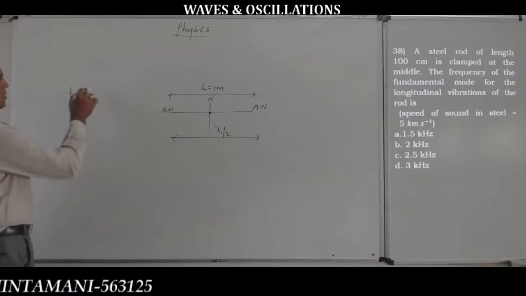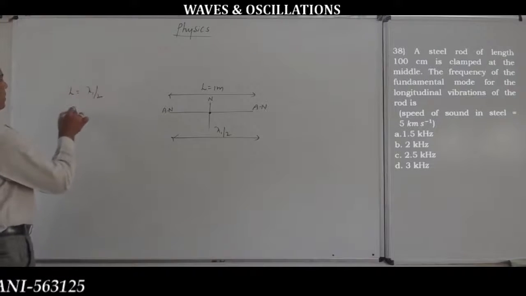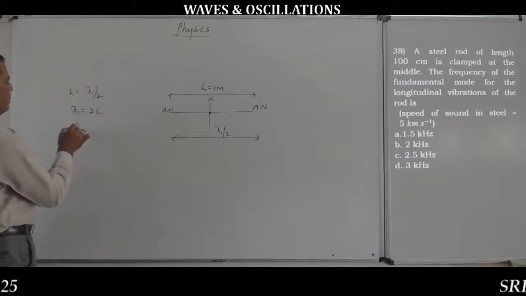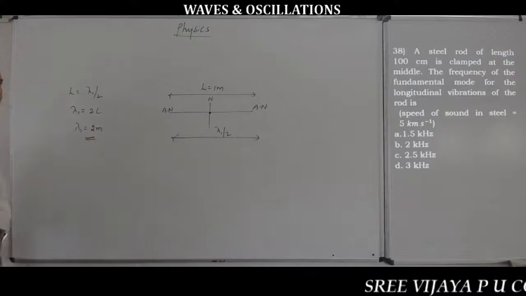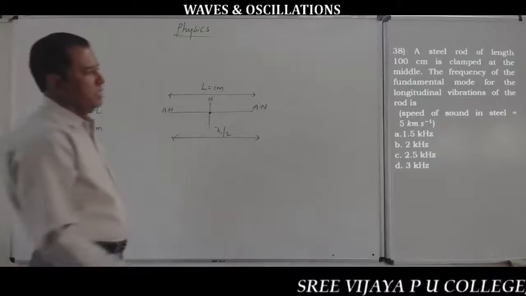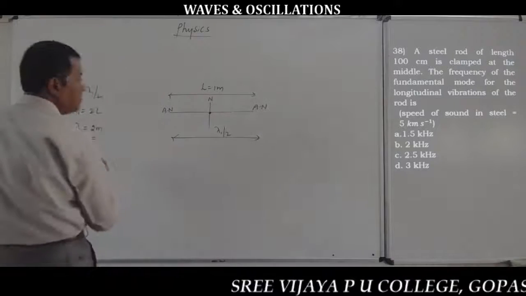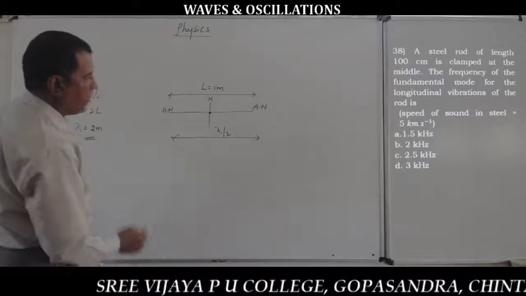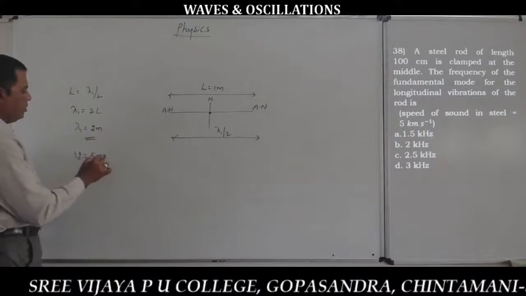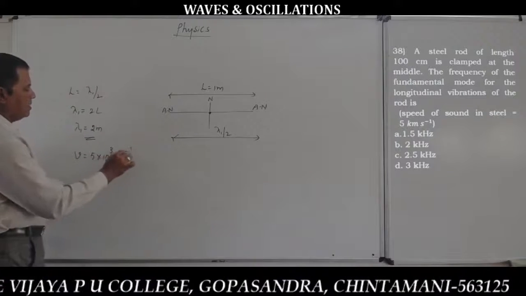L is equal to lambda 1 by 2. Lambda 1 is equal to 2L, or lambda 1 is equal to 2 meters. This is the fundamental wavelength. And he has given the speed v as 5 km per second, that is 5 into 10 power 3 meter per second.